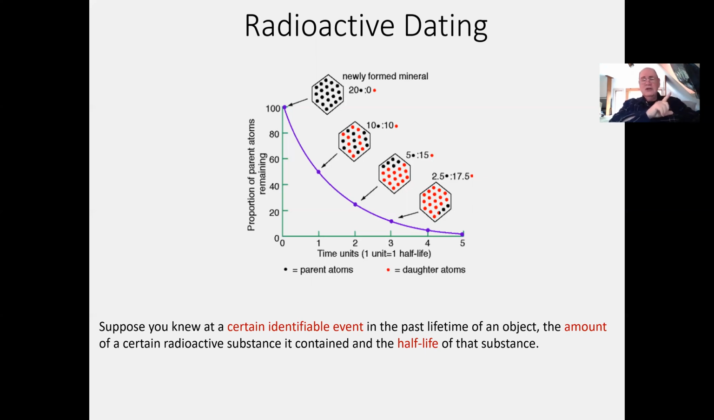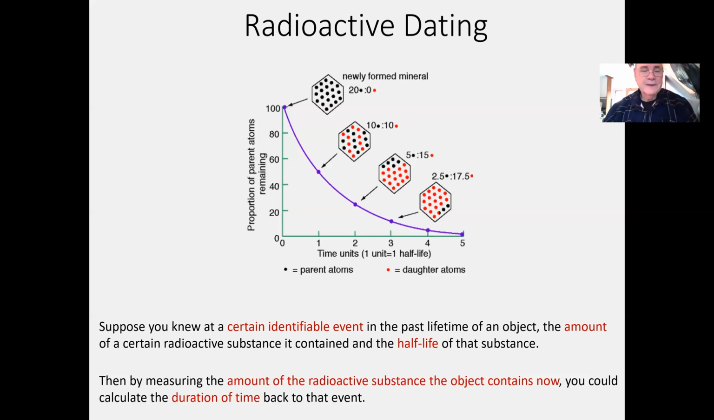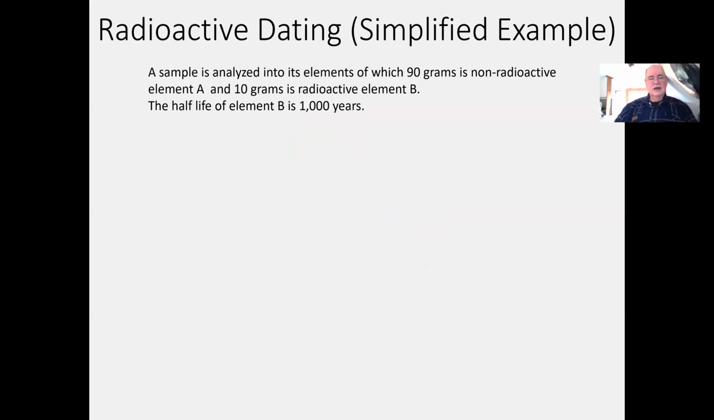But if you knew how much of this radioactive element there was at the beginning of this particular event that you could identify, you can certainly measure how much of the radioactive element is left. You could count, in quotes, mathematically, you've got to use some equations, how many half-lives it takes to get from where it started to where it is now. That's the basic idea of radioactive dating, okay? So let me give you an example.